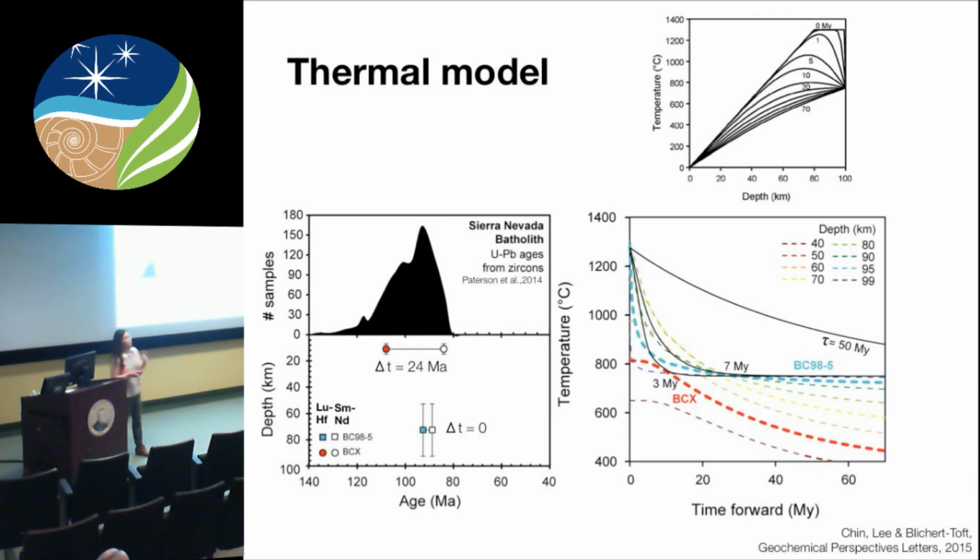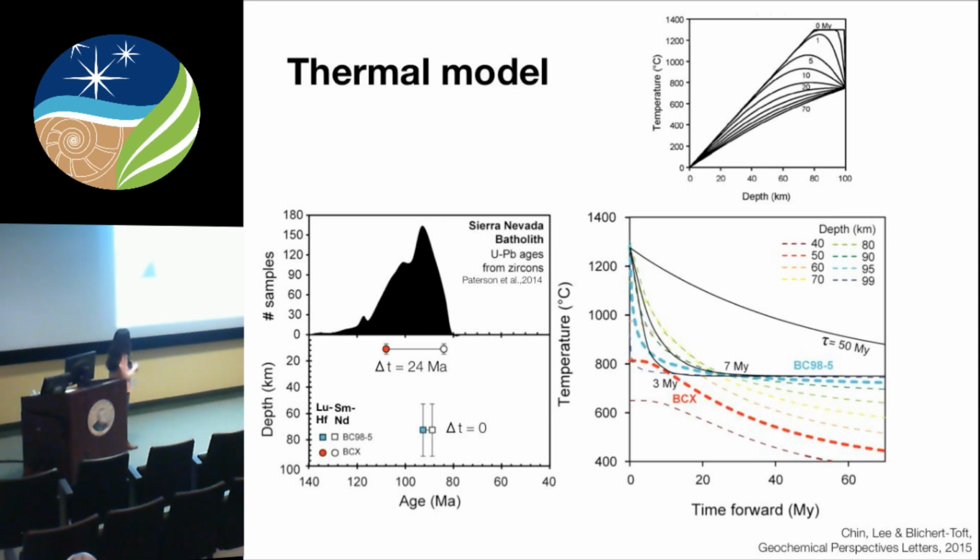This is just a 1D conductive cooling model, and you can see that we have this abrupt cooling, and then it slowly, after 70 million years or so, re-equilibrates to a new ambient geotherm. So if we take this same model and just plot it as temperature through time for different depth slices now in the lithosphere, and we compare that to the samples we have, we can infer the following.